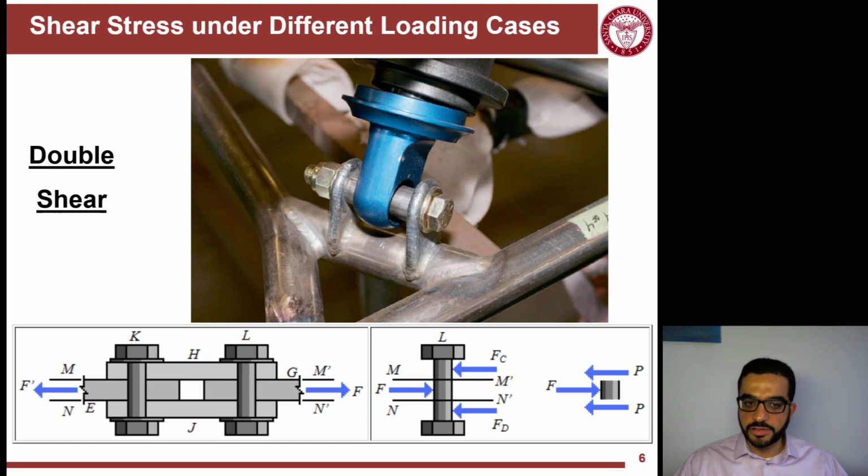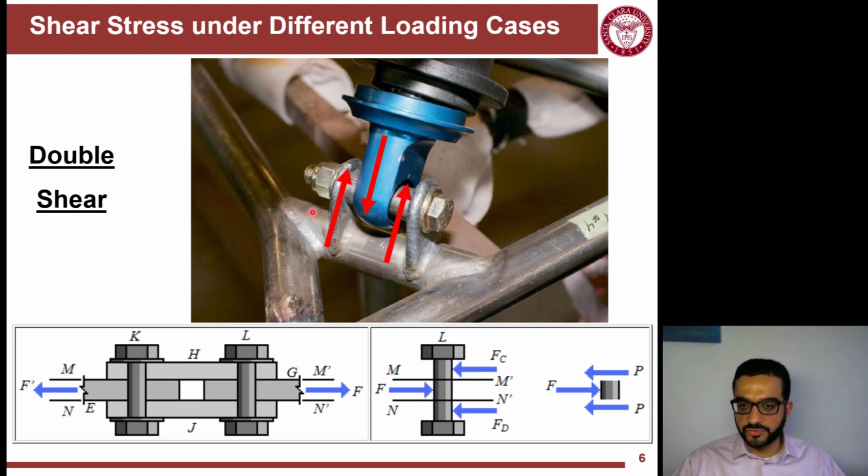Now double shear, from its name, means the member is experiencing double shearing actions. There's one force pulling the member, and then there are two forces pulling from the other side. There are two shearing actions between these forces.